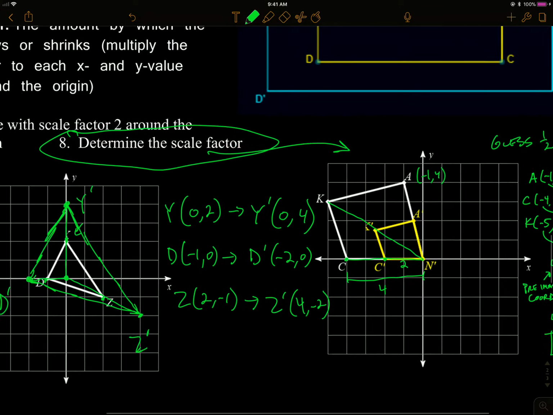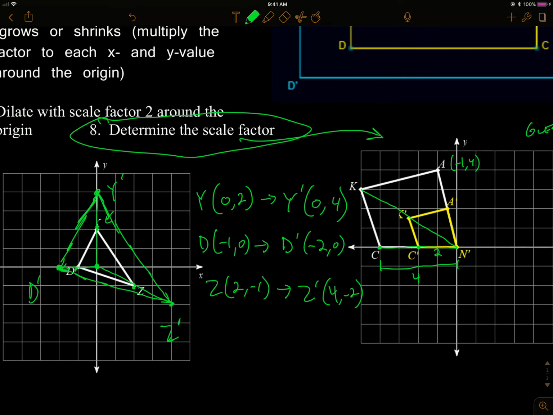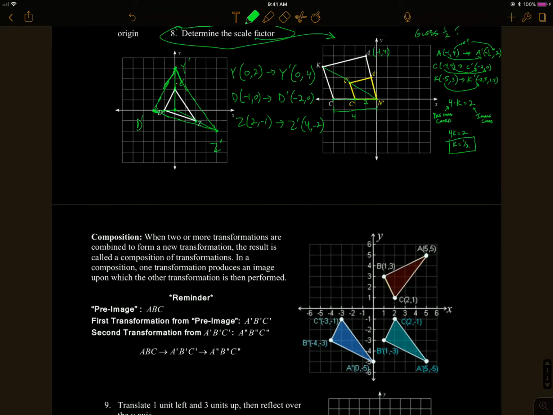The last thing I'd point out here with dilations is if the scale factor is 1, it's not changing size at all, right? Anything times 1 keeps its size. If you multiply by a number bigger than 1, the image will get bigger than the pre-image. And if you multiply by a number less than 1, the image will be smaller than the pre-image. So that's what will happen there.